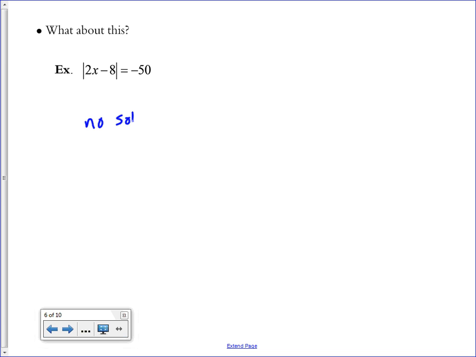There is absolutely nothing you could plug in for x that would result in a -50 coming out of the absolute value symbol. So always be on the lookout for this. Look for it first so you don't end up doing a bunch of unnecessary work. If an absolute value equals a negative, that's a trick question, and you write no solution.